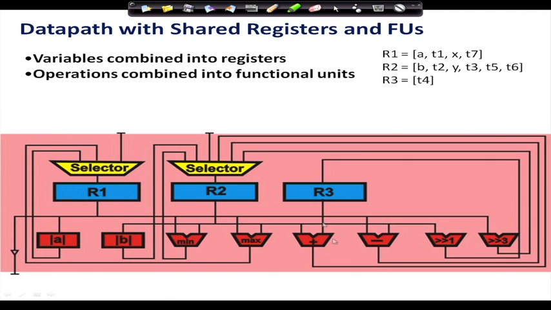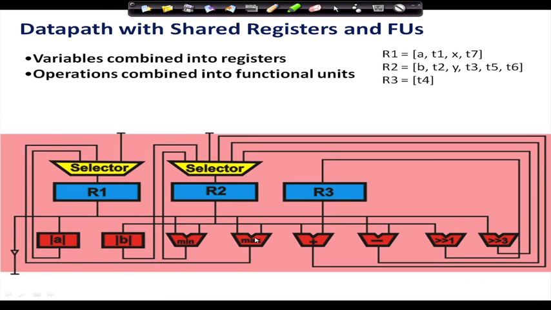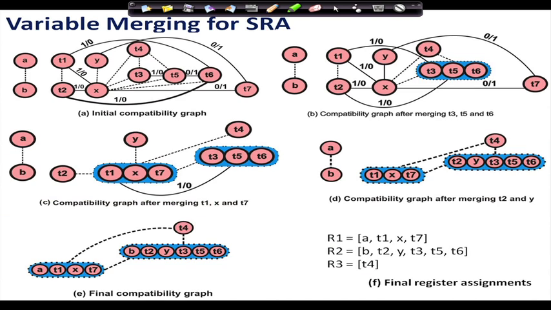So, now how would my data path look like? My data path will look like this: now I have got 3 registers and I have got all the explicit units.